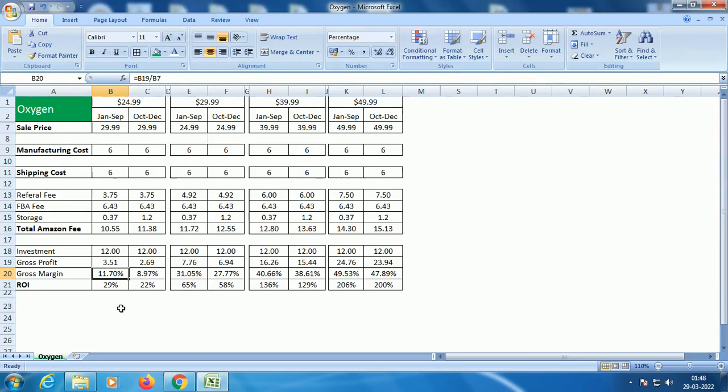See guys, if you are planning to run your business at a very thin profit margin, I would say there is no point running a business. Now if your goal is to make a 10% profit margin, why are you running the business in the first place? There is no point. In this example, if you look at this figure, October to December, at 8.97% net margin, or sorry, gross margin, I'm making a return on investment of 22%. Does it make any sense?